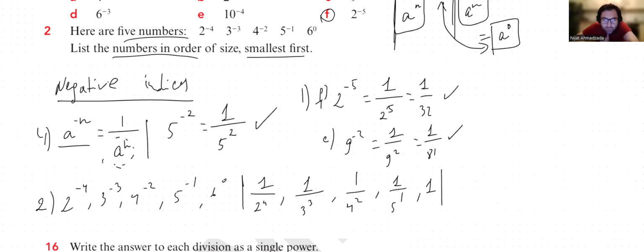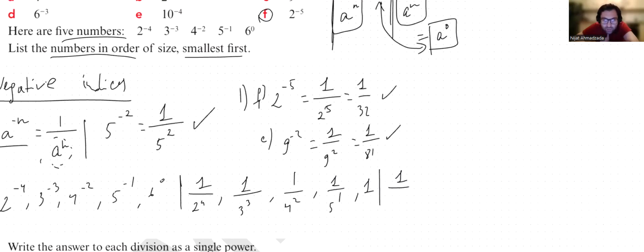1 over 2 to the power of 4 is 1 over 16, since 2 to the power of 4 is 16. 1 over 3 to the power of 3 is 1 over 27. The other one, 4 squared is also 16, so 1 over 16 again. The next one, 1 over 5 to the power of 1, is 1 over 5. And the last one is 1.